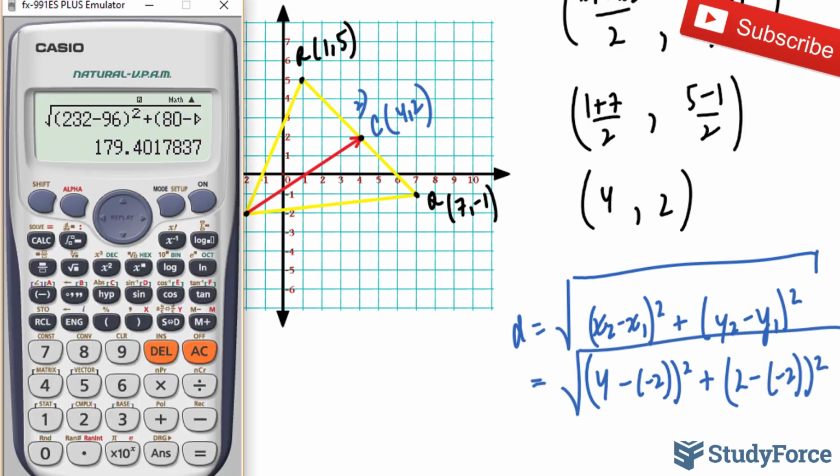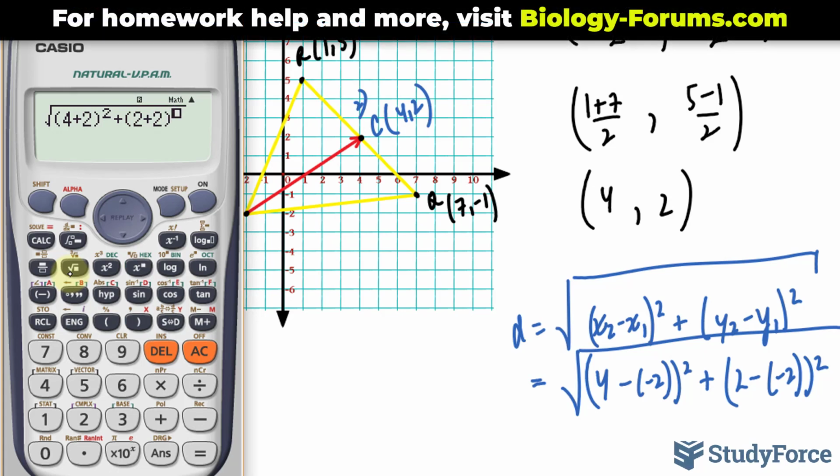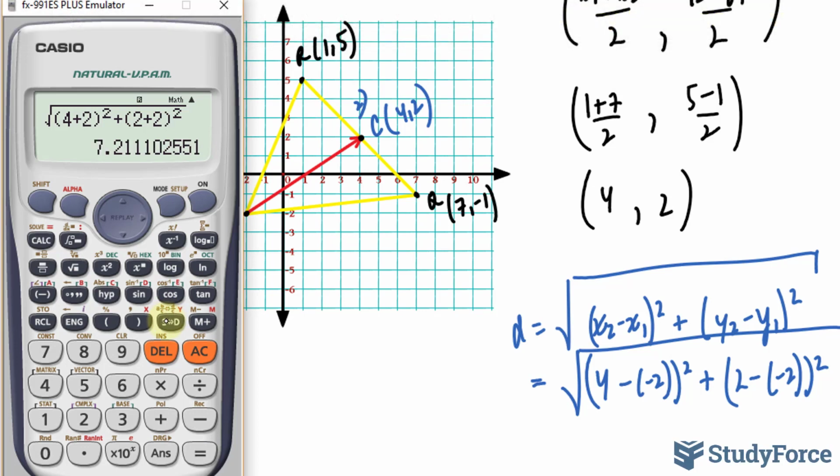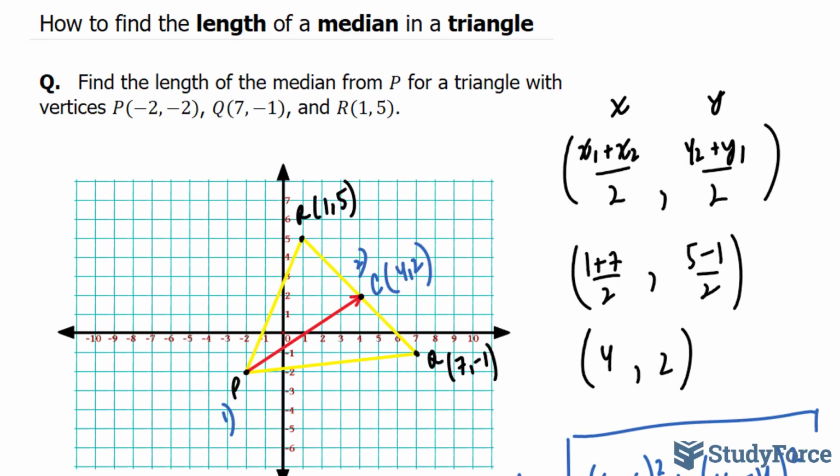Using our calculator, we have the square root of bracket 4 minus -2, which is +2, raised to the power of 2, plus bracket 2 minus -2 is +2 to the power of 2, and we end up with a distance of approximately 7.2. Therefore, the distance of the median, PC, is 7.2 units. And there you have it. That is how to find the length of a median in a triangle.